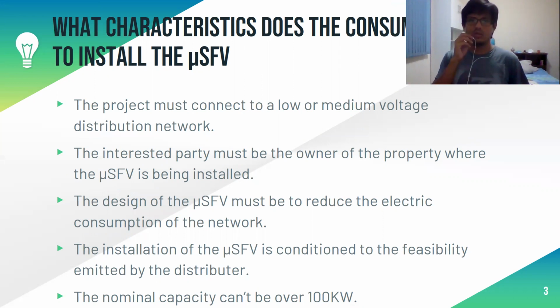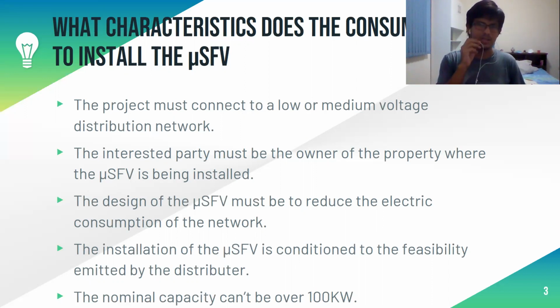The project must connect to a low minimum voltage distribution network. After all, we must be available at network in order to be connected to the system, because in the case that we produce too much electricity, this electricity is going to go to the network. The interested party must be the owner of property where the micro SSB is being installed.